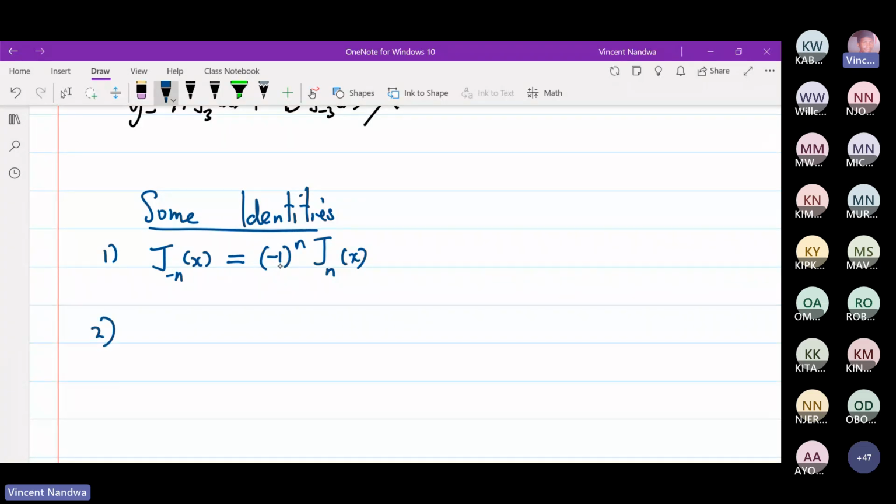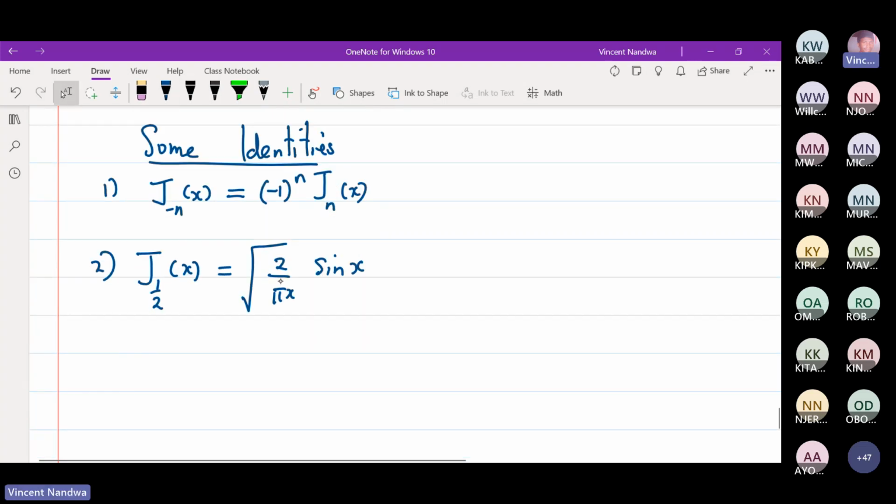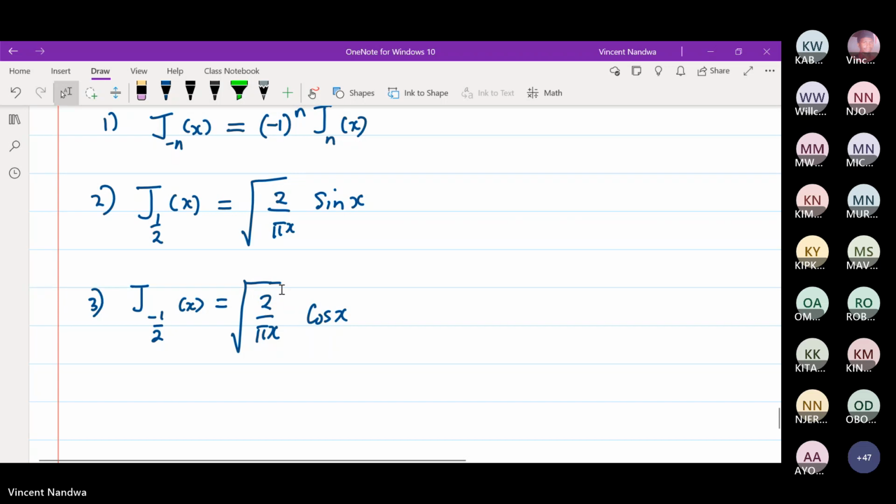And then number two, J of a half. J half of x equals the square root of 2 over pi x times sine of x. And then it can also be shown that J minus half of x is the square root of 2 over pi x, multiplied by cosine of x.